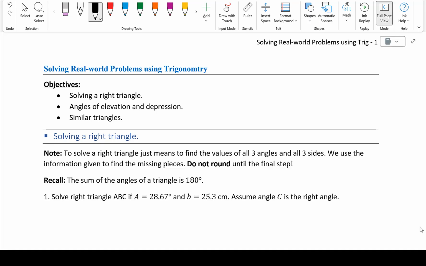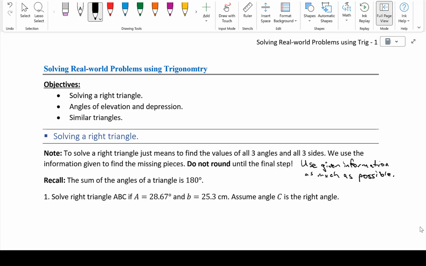So for solving a right triangle, we start with a note. To solve a right triangle just means to find the values of all three angles and all three sides. We use the information given to find the missing pieces. Do not round until the final step. And we can also use given information as much as possible. And when we find one of these pieces we're not given, generally we'll be rounding off, and so we want to use the unrounded given information to be as exact as possible.